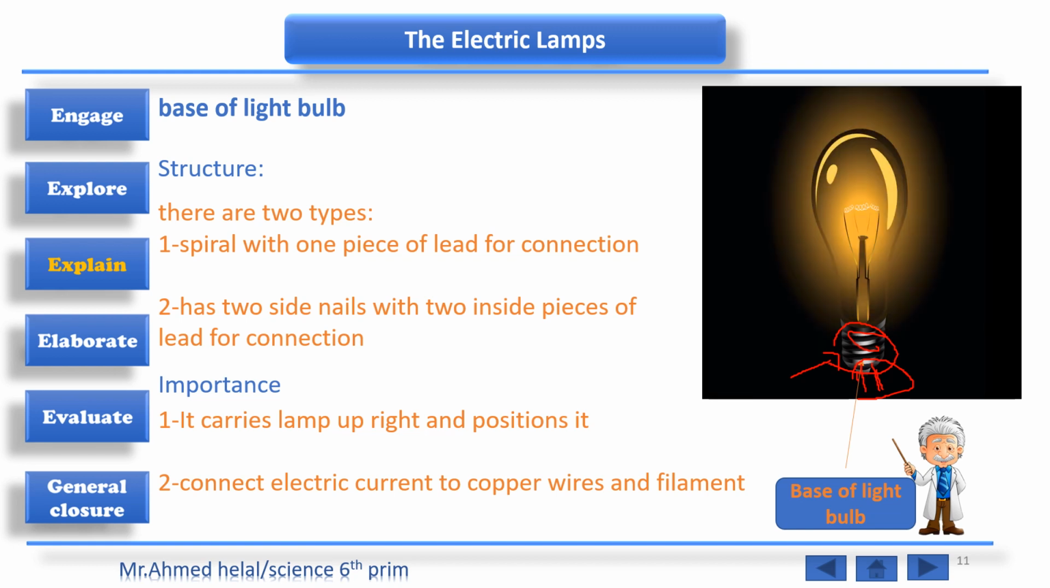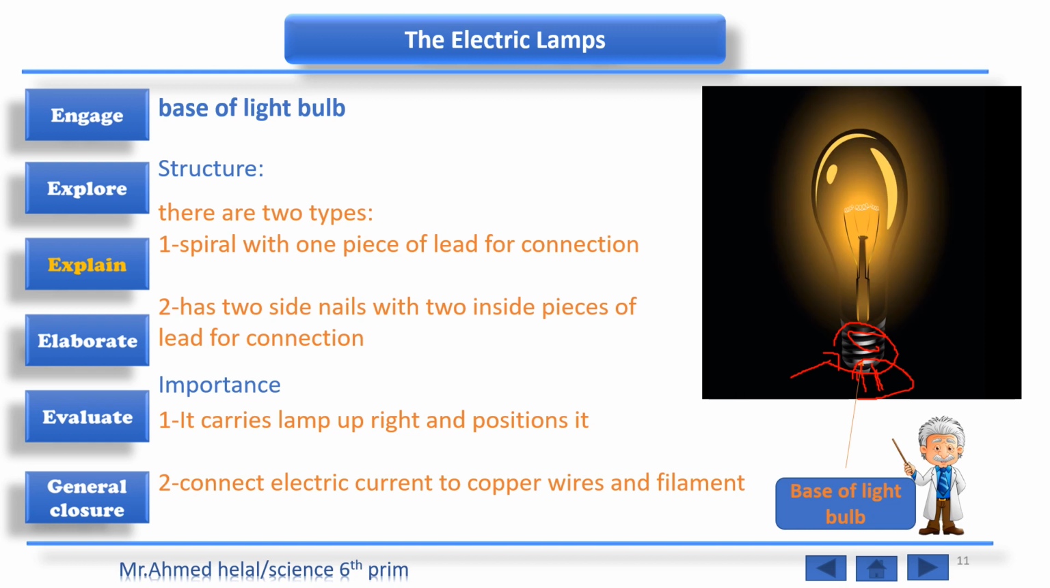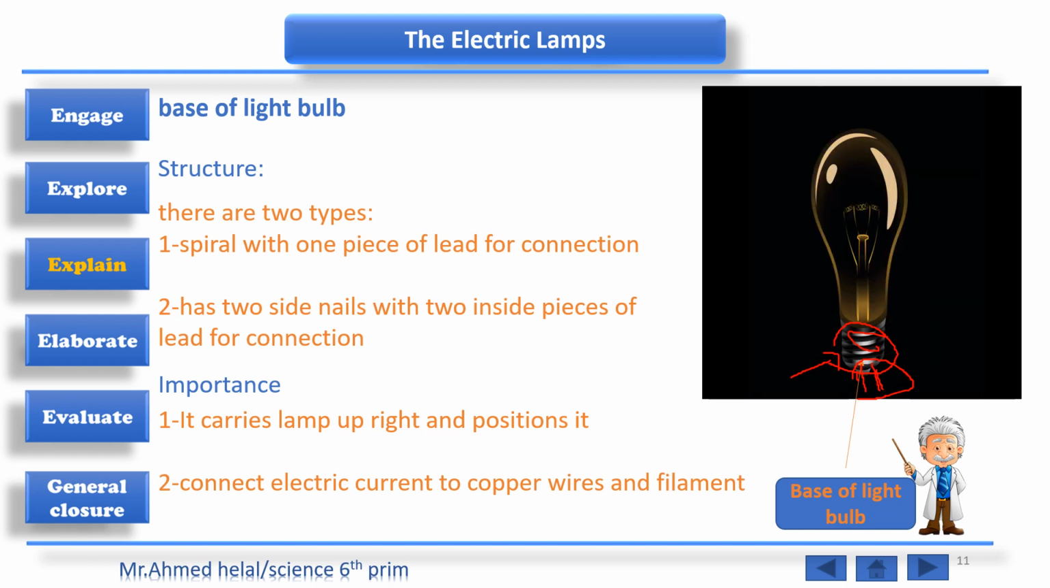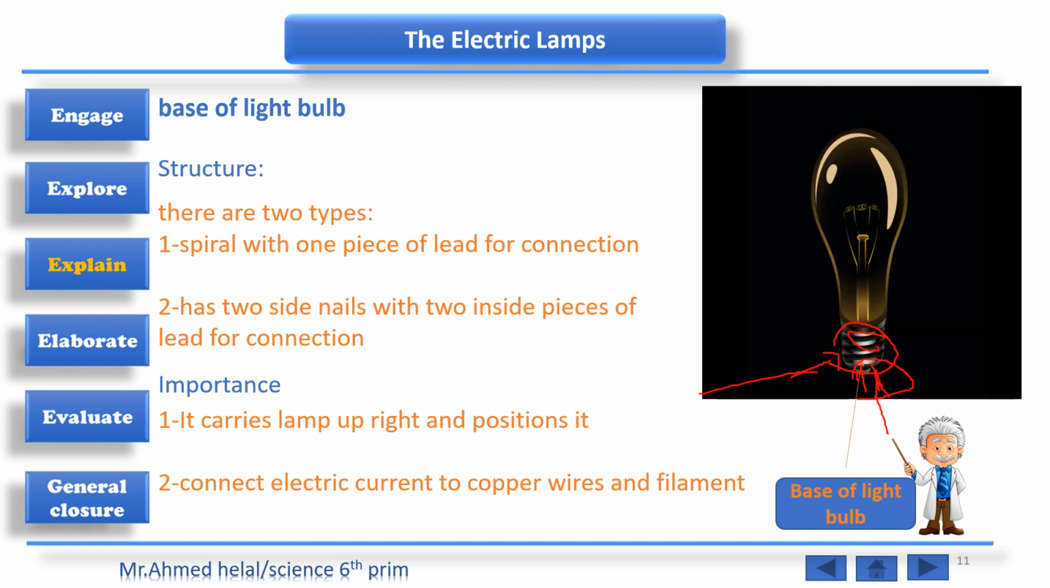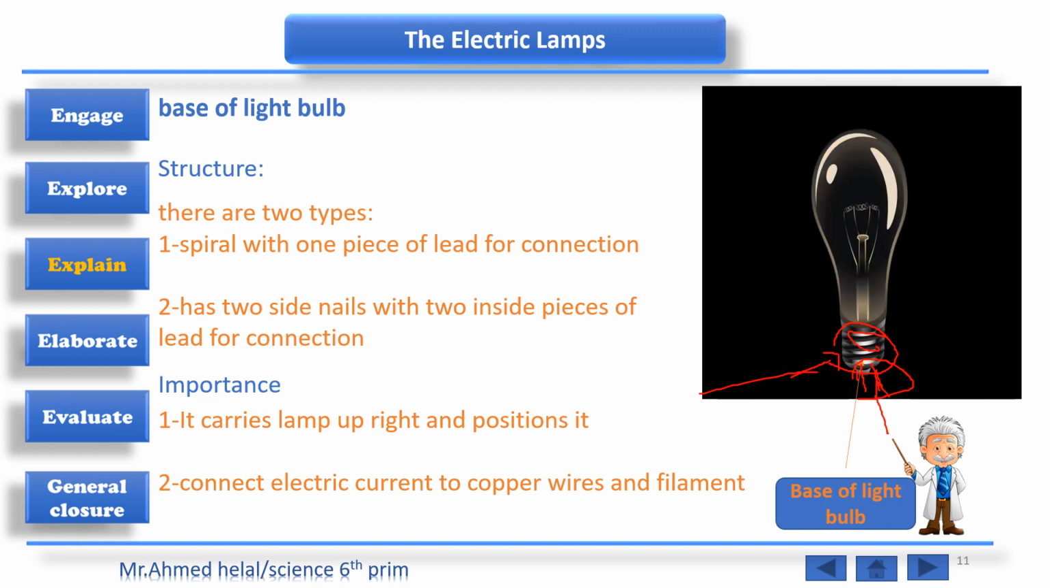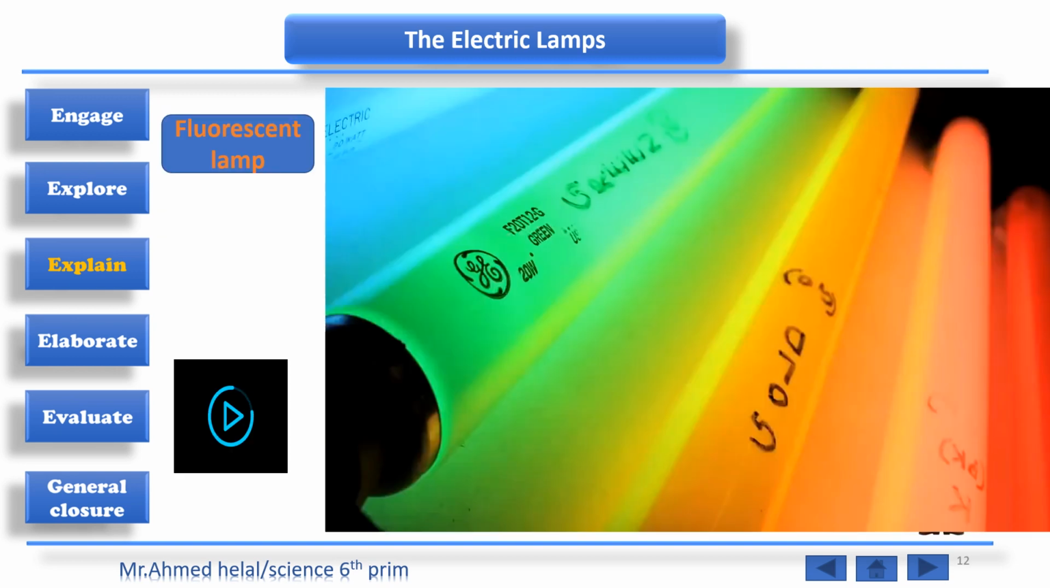The importance of the base: it carries the lamp upright and positions it, and second, it connects the electric current to the copper wires and filament inside the lamp. And now let's watch a video about the fluorescent lamp.